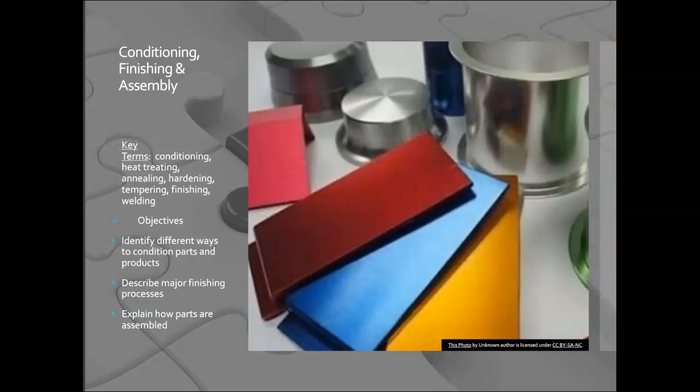Our objectives behind today's lesson is to identify different ways to condition the parts and products. We want you to be able to describe finishing processes, and we want you to also be able to explain how parts are assembled and the different ways that we could go about doing that.